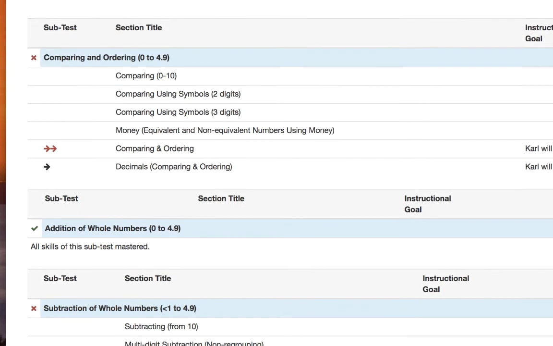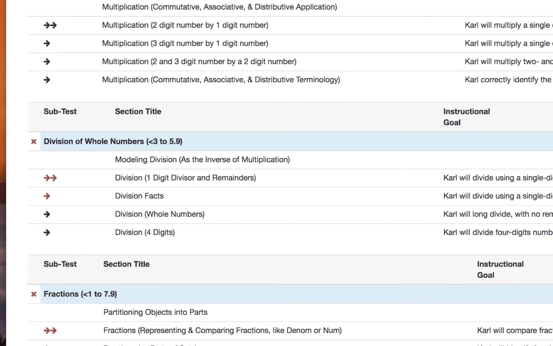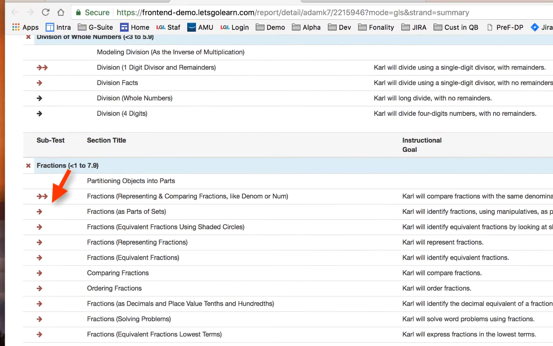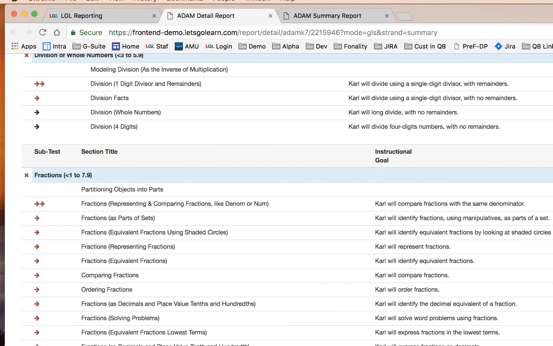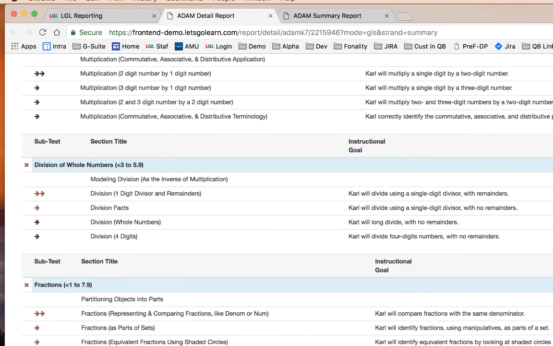Within fractions, let's take a look at fractions. He's working on representing and comparing fractions with like denominator or numerator. Okay, so we see exactly what he's working on and where he goes next. Adam tests each one of these skills, not just one item, it's actually a set. So this is a very accurate assessment.